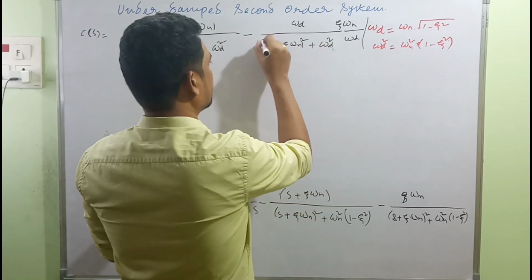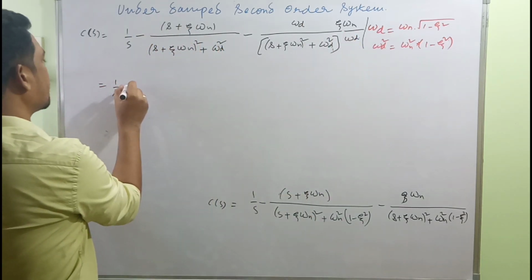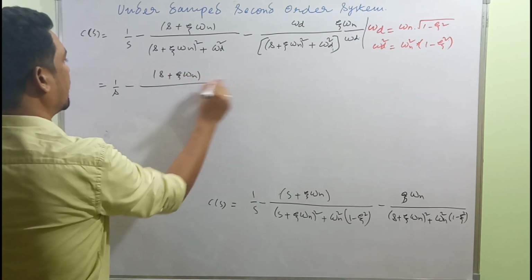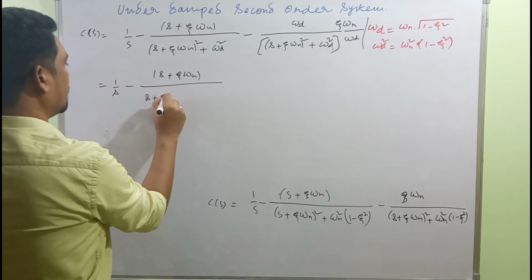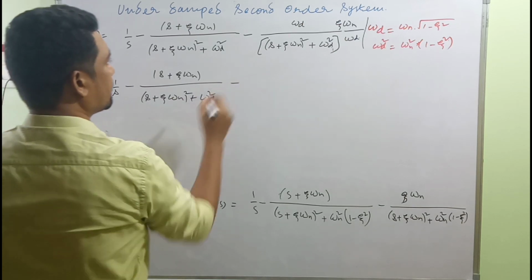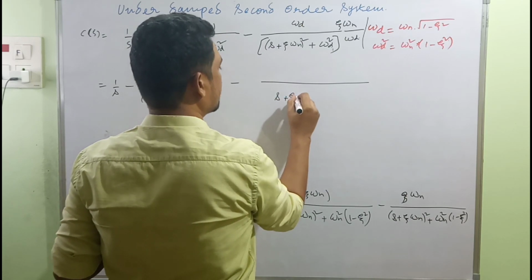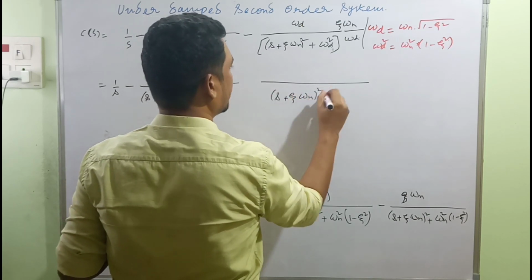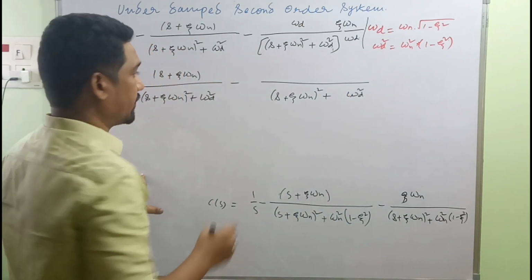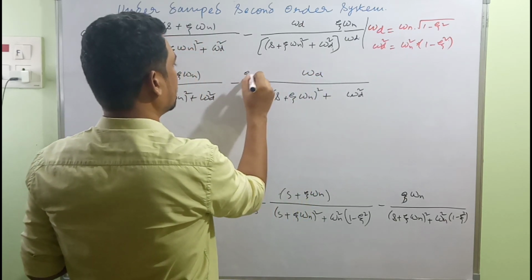So in that case, 1 upon s will be as it is, minus s plus zeta omega n by (s plus zeta omega n) whole square plus omega d square as it is, minus, and here even this one is the same, (s plus zeta omega n) whole square plus omega d square is also as it is. A small change over here: omega d is left over here, and zeta omega n.